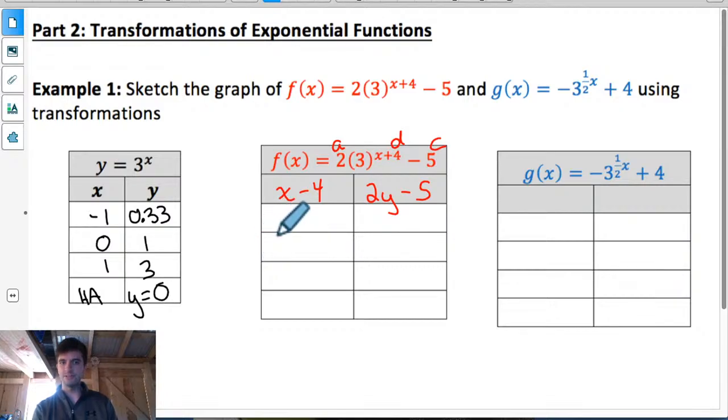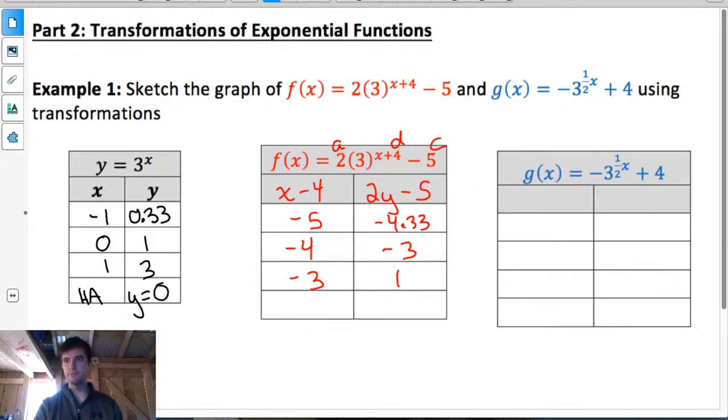So let's do the x values first. Negative 1 minus 4 is negative 5. 0 minus 4 is negative 4. And 1 minus 4 is negative 3. To do the y values, we're going to need to double 0.33, so about 0.67, which gets us to 2/3. Minus 5, that's negative 4.33. 2 times 1 minus 5 is negative 3. And 2 times 3 minus 5, that's 6 minus 5, that's 1.